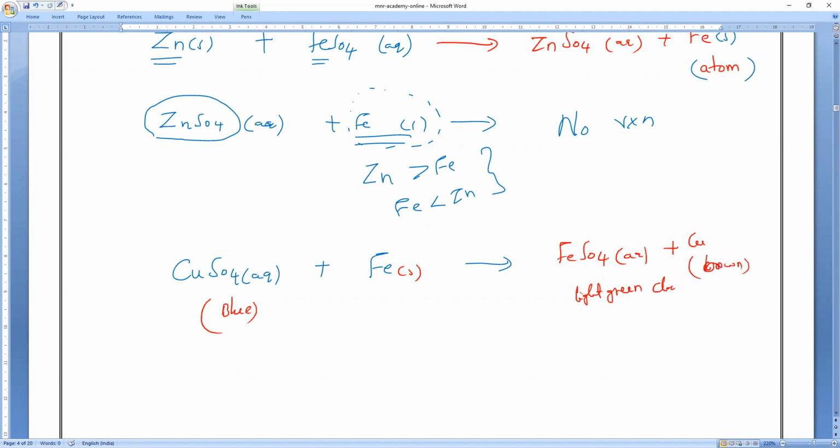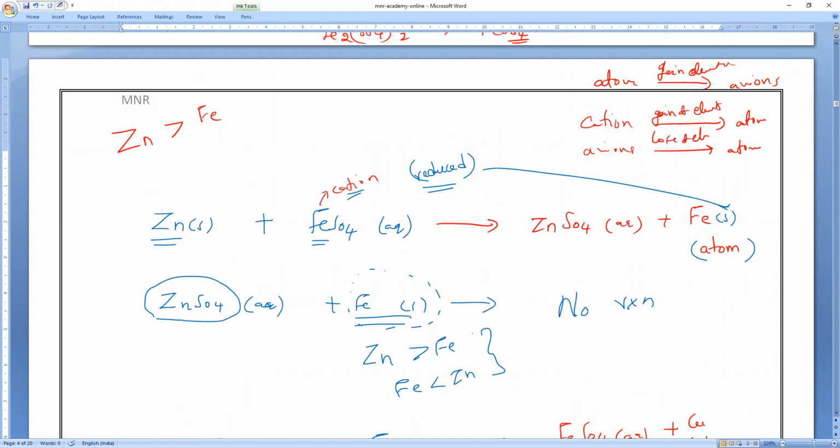So this is brown. In the reaction of metals with a salt solution, it also changes what? Majority of the reactions take place with how? Note that point also. Majority of reactions take place with a change in color.